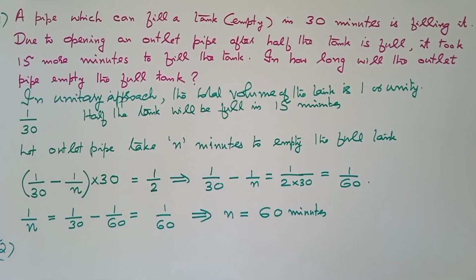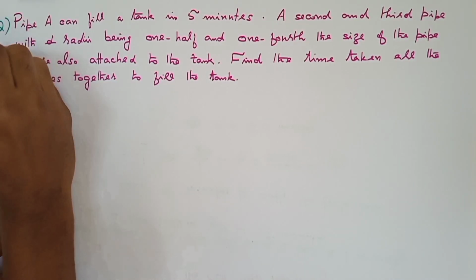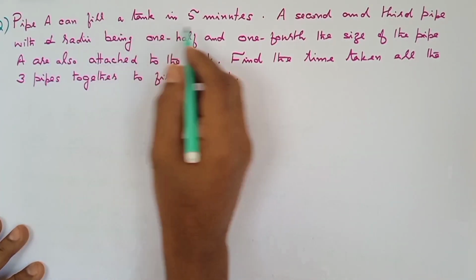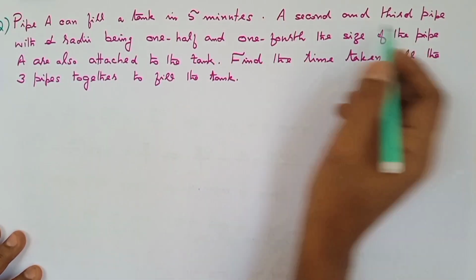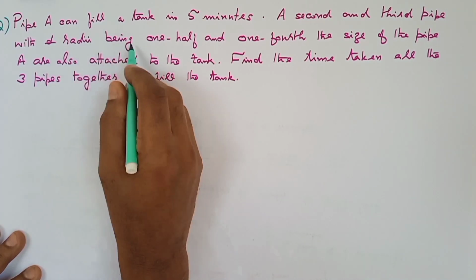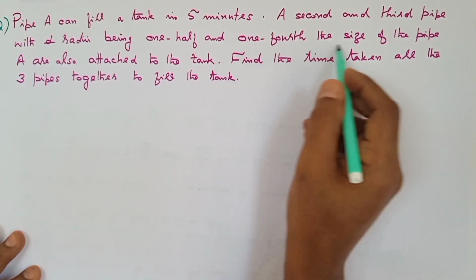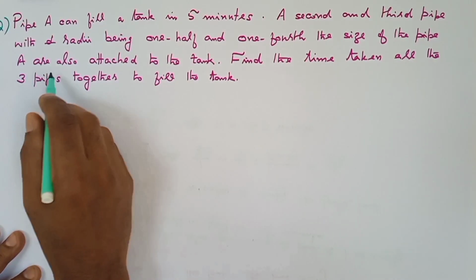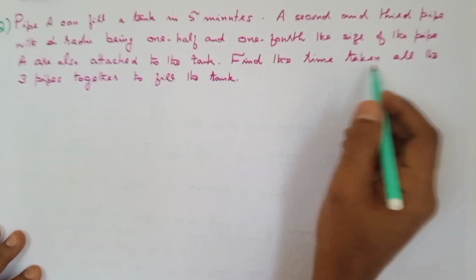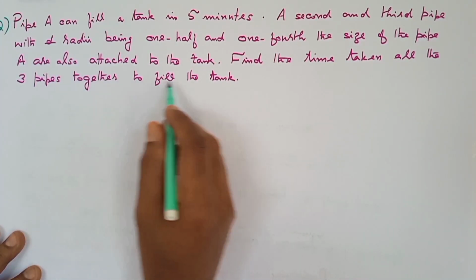Let's do one more problem that is also a bit challenging before winding up today's session. The second question is this. Pipe A can fill a tank in 5 minutes. A second and third pipe, with radii being 1/2 and 1/4 the size of pipe A, are also attached to the tank. Find the time taken by all the three pipes together to fill the tank.